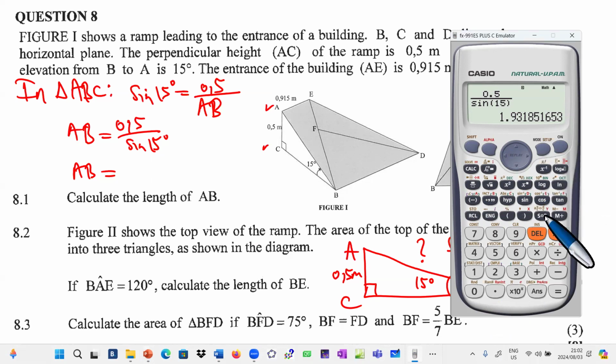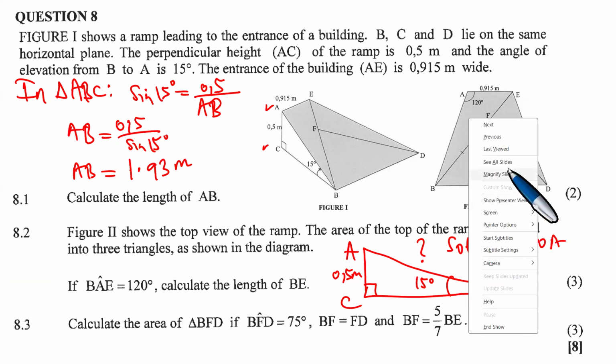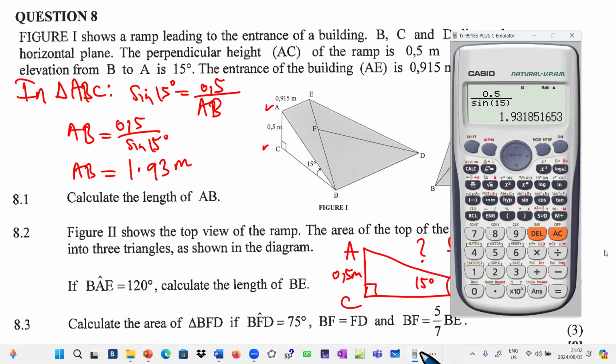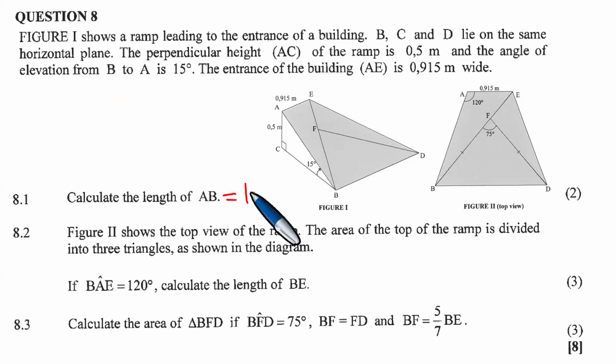And therefore the answer is 1.93. Okay, let's write properly. So we're going to write 1.93 units, and the unit is the meter. So 1.93 meters. AB is 1.93 meters.